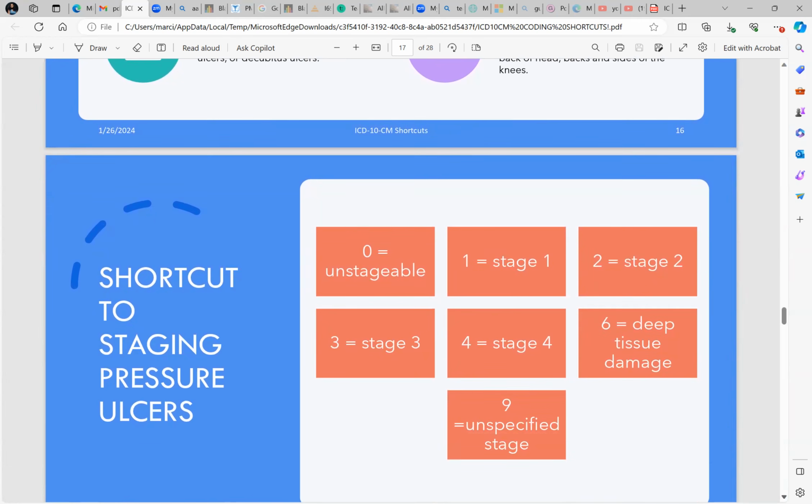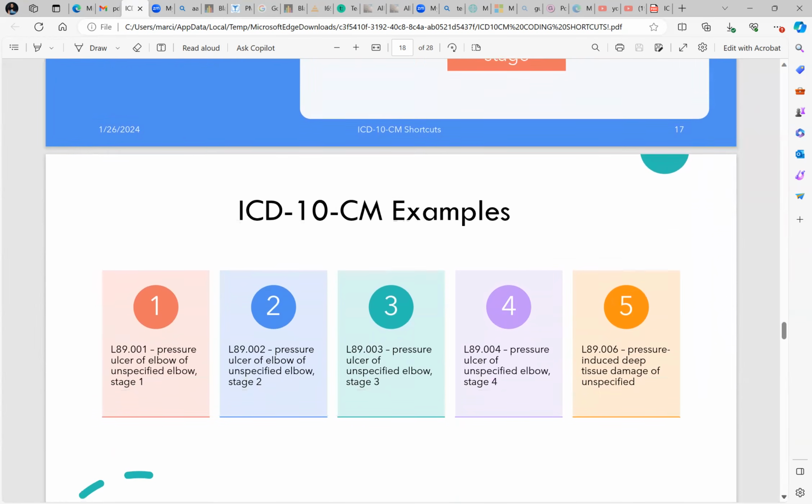So here's a shortcut to staging pressure ulcers. If there is a 0 on the end, it's unstageable. 1, stage 1. 2, stage 2. 3, stage 3, pretty self-explanatory. 4, typically stage 4. Then when we get to 6, that means there's deep tissue damage. 9 means unspecified stage. That means the stage is not specified in the documentation.